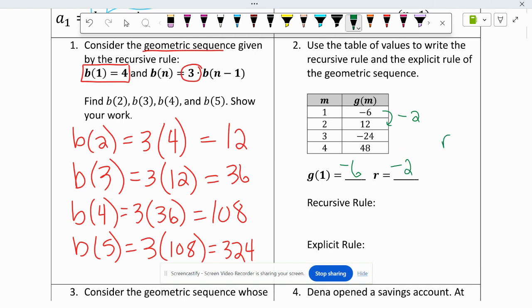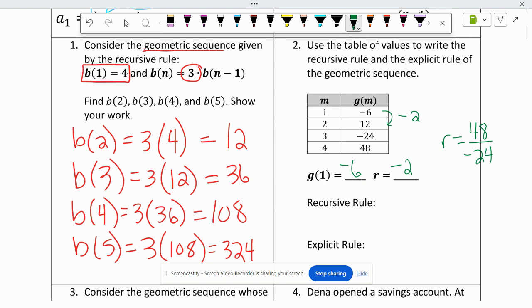Remember that you can take any term. So like I could take 48 and divide it by the term that came right before it, negative 24. And that would give me the value of r, okay? Remember that you're just taking one of the terms and dividing it by the one that comes right before it, okay? So r is -2.